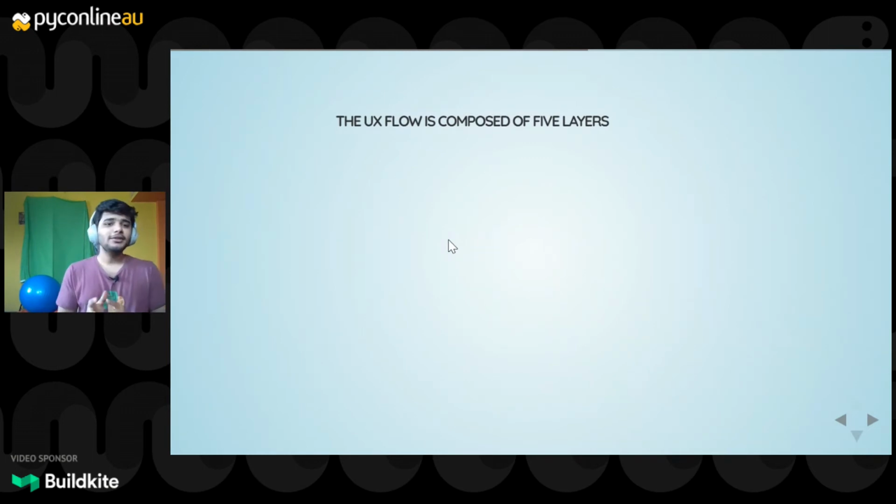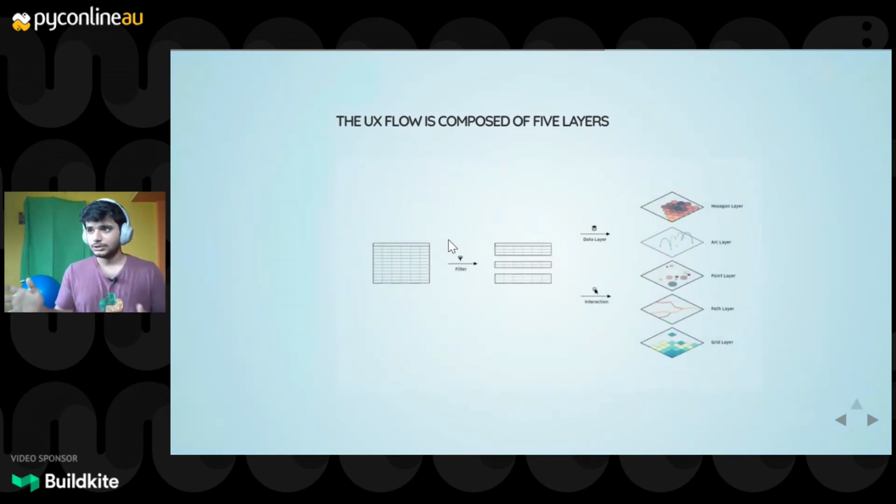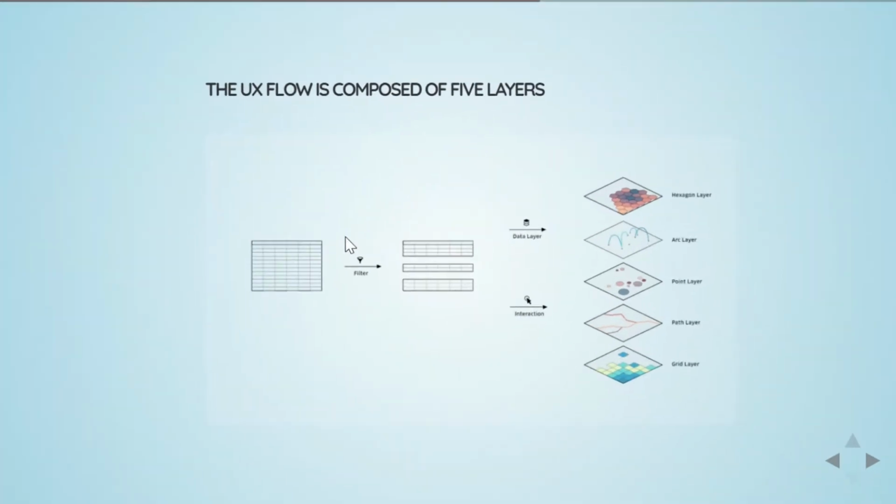So in Kepler, the UX flow is composed of 5 different layers. So these are the ones. So first you have a base map, right? A base map, which is a canvas you can build on top of. And on this base map, you can actually plot your data. So you have your data on top of the base map. After which you can do filters.